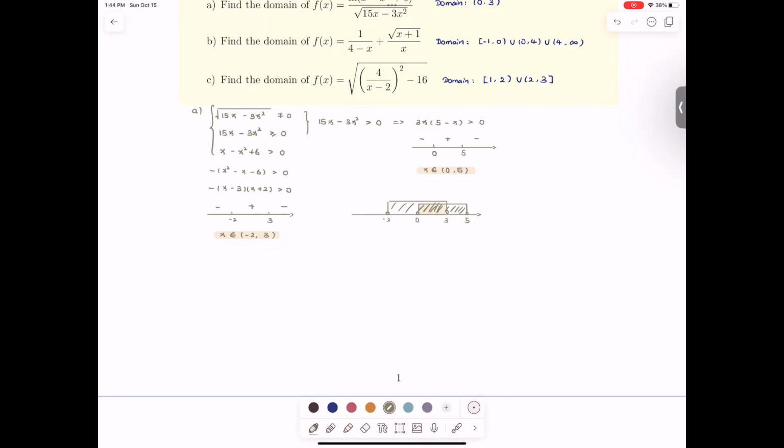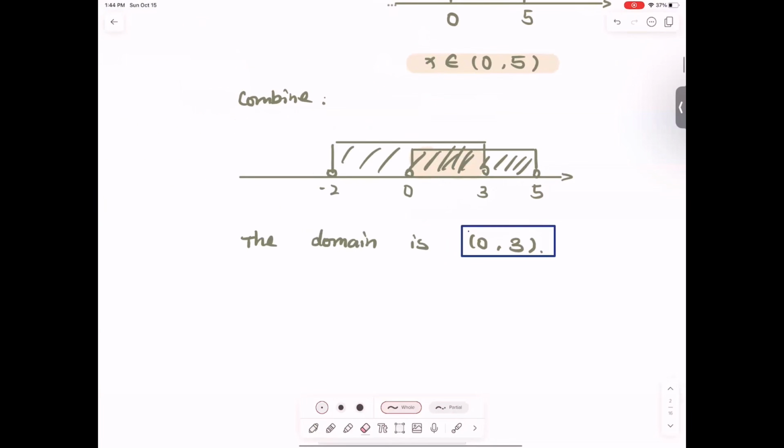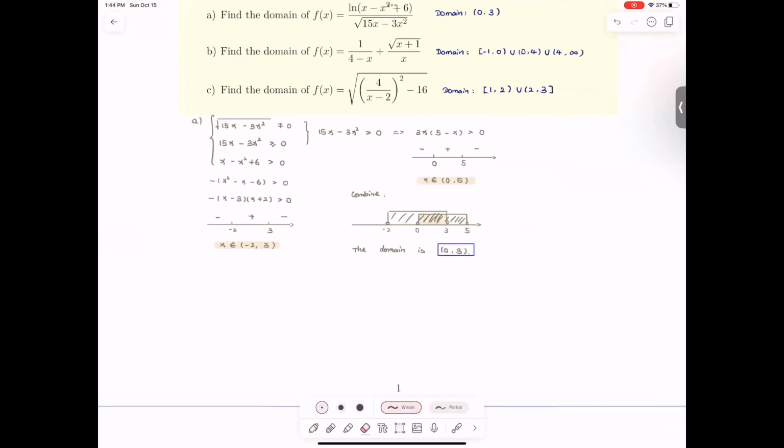Okay, so combined together, your final answer should be from 0 to 3. So the domain is 0 to 3. Okay, and this is our final answer. Question? Is this clear? So where did you make the mistake? We saw so many incorrect answers.